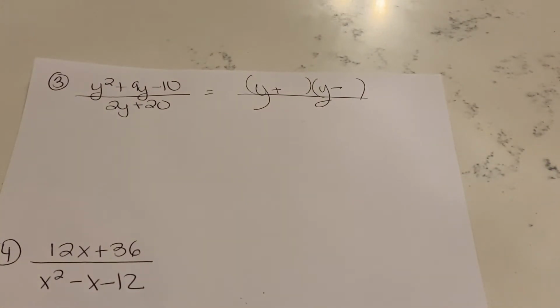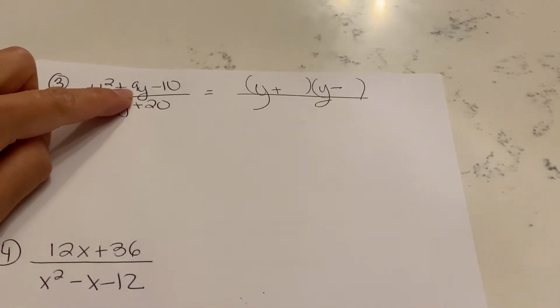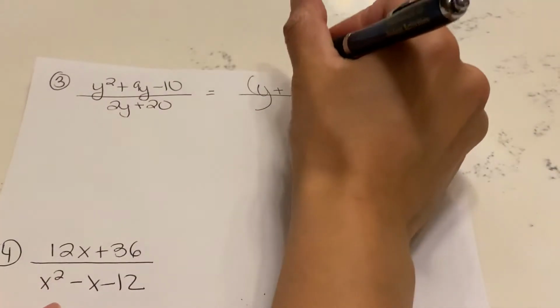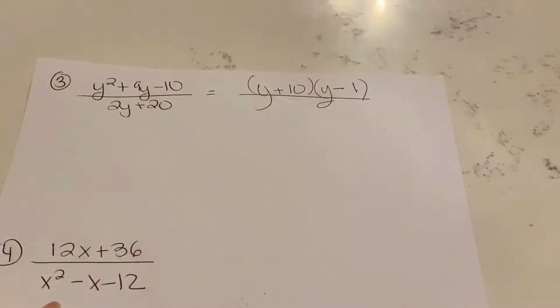So what factor should I use? 10 and 1 or 5 and 2? What do I need to get? A 9. So that should tell you I should use 10 times 1 because 10 minus 1 gives you the 9. The 9 is positive, so the 10 has to be positive to carry the sign.